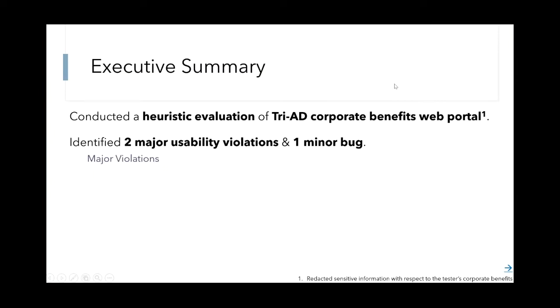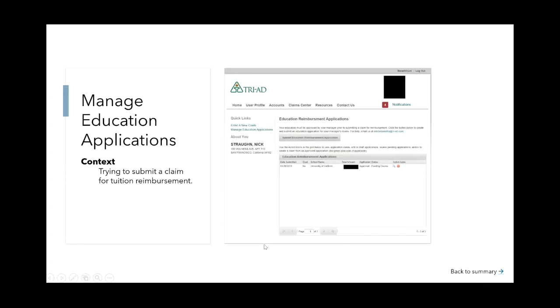And today we're going to start with the major violations, as these have the most impact on the KPIs that we'll be tracking. The first one occurs on the Manage Education Applications page. To set some context, the user at this stage is trying to submit a claim for their tuition reimbursement. Now, as you can see, the page is directing the user to use the action icons in the grid below to view their application status, edit or draft their applications, or create a claim from an approved application.